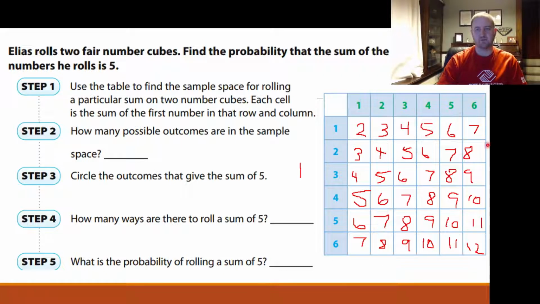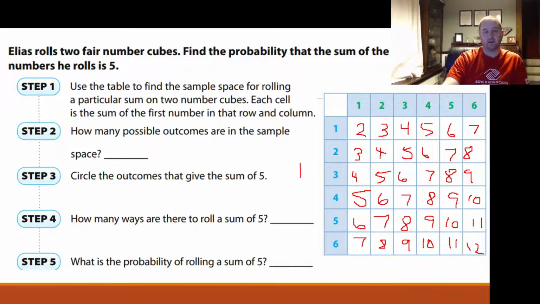This is our sample space right here. This is a list of all the possible outcomes that we could get from rolling 2 dice, right? These are all of the possible sums of the 2 dice that we could get. The lowest sum possible is 2. The highest sum possible is 12. Okay? So this first question says, how many possible outcomes are in the sample space?